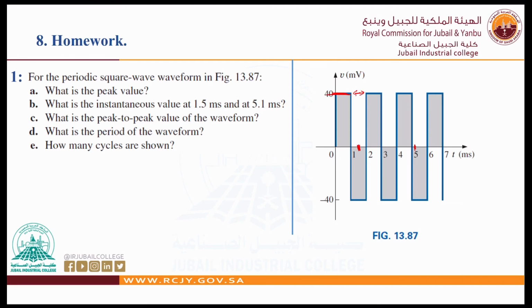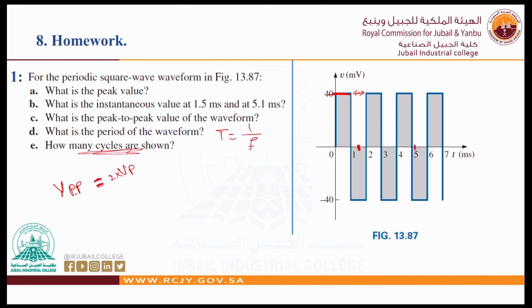What is the peak to peak value? We know that V peak to peak equals 2 V peak, 2 multiplied by V peak. That means twice the peak: one peak and then another, so peak to peak is 2 times V peak. Now what is the period of the waveform? T is equal to 1 over frequency.